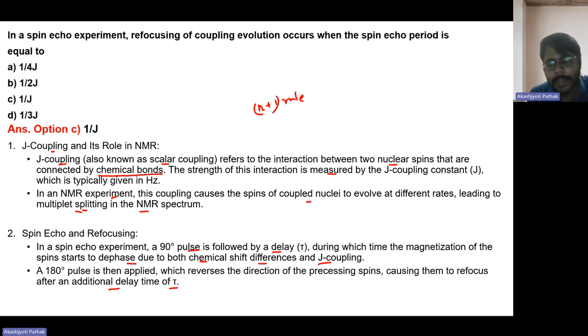Refocus, they will again refocus, and that refocus will lead to that refocusing of the nuclear spins. That is known as the echo. Okay, that is where I'll get the echo, or the maximized intensity signal, maximum peak.